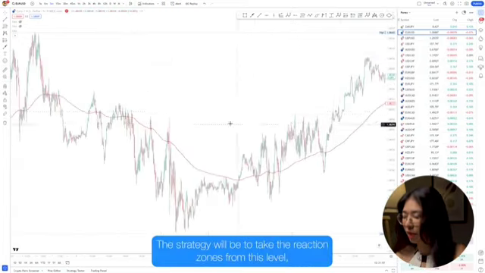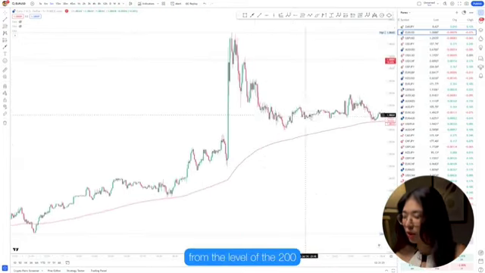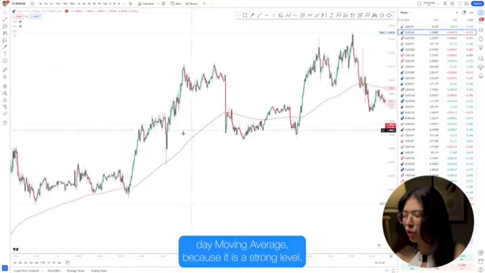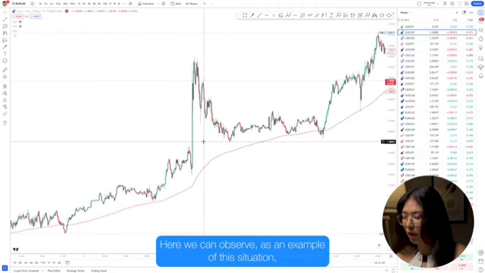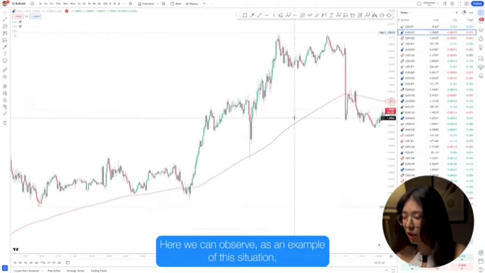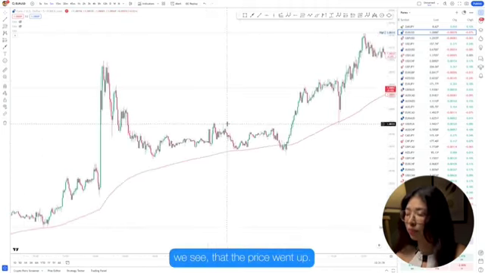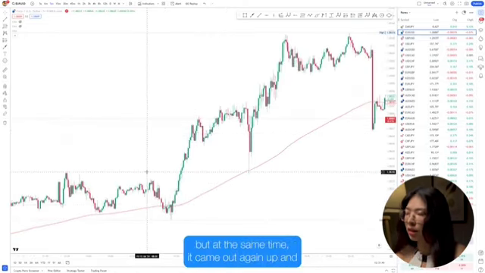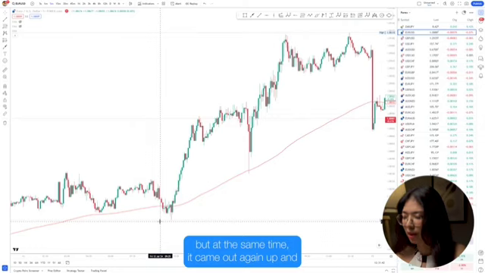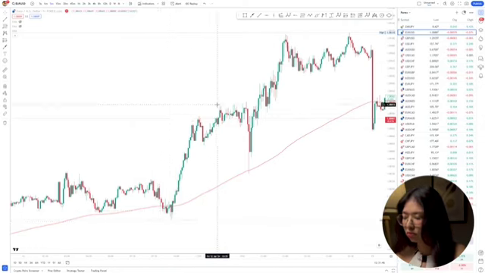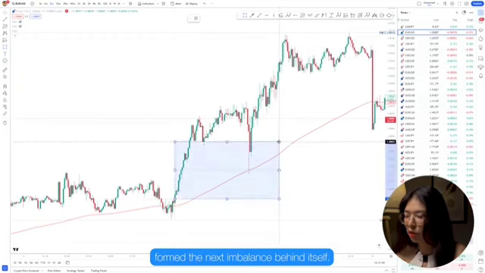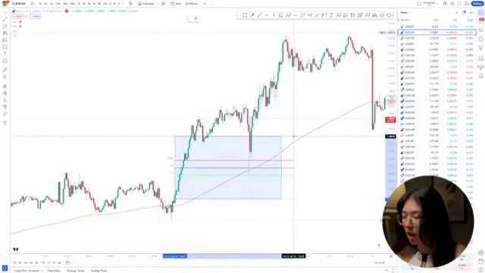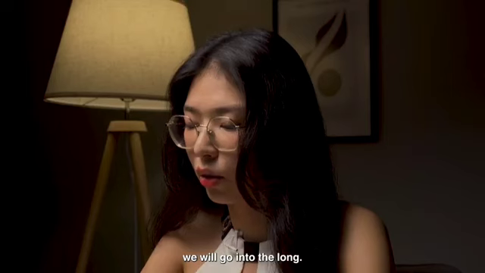So the strategy will be to take the reaction zones from this level, from the level of the 200-day moving average, because it is a strong level. Here we can observe, as an example, that the price went up. The price had almost changed direction to a downward movement, but at the same time it came out again up and formed the next imbalance behind itself. So while we have this imbalance and the moving average, from the moving average we will go into the long.